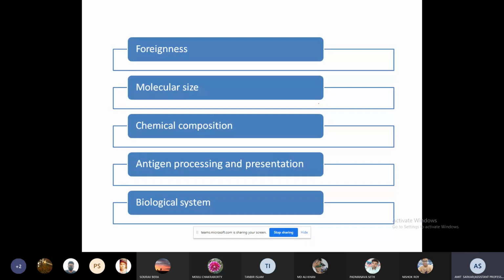There are 5 different factors largely. First one is foreignness. Then the second one is called molecular size. Third is chemical composition. Fourth is antigen processing and presentation. And the 5th one is biological system. Okay, foreignness, molecular size, chemical composition, antigen processing and presentation, and biological system. These are the 5 major properties upon which immunogenicity of an antigen depends.